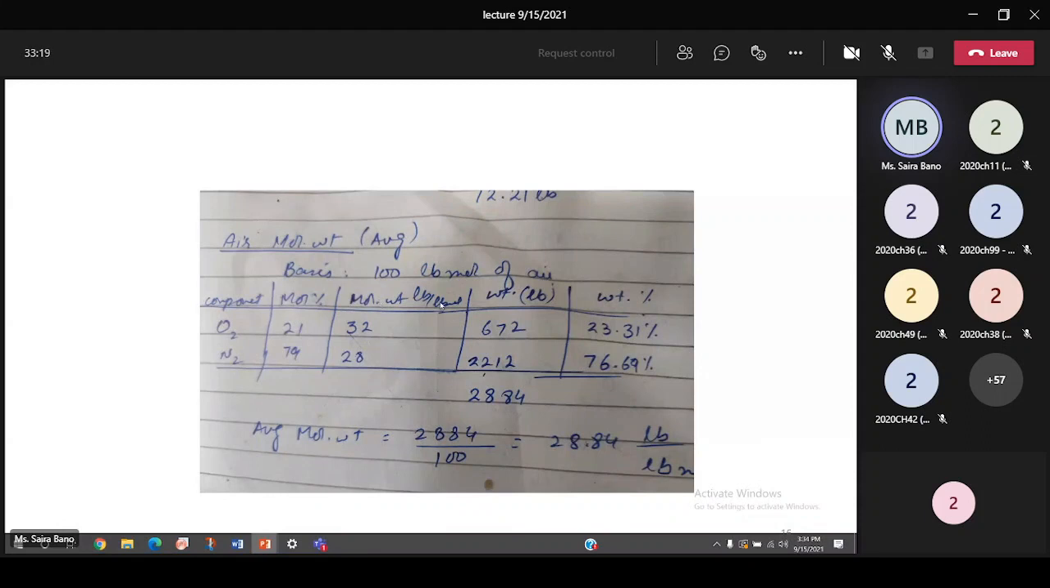Oxygen is 32 pounds per pound mole, nitrogen is 28 pounds per pound mole. Then we will calculate the weight of both. For oxygen, how many total moles will there be? You can also add a column here. Mole percentage and moles are equal here, 100, because 21 moles multiplied by 32 gives 672 weight, and nitrogen 79 into 28 gives 2212 as its total weight. So you add both, 2884.